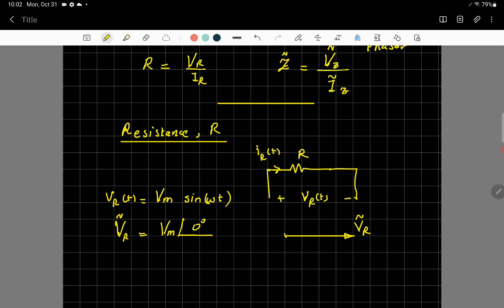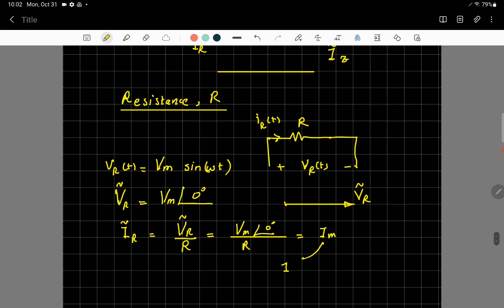How to find the current in the resistor? We are going to use Ohm's law, but applied to the impedance. So we say the current in the resistor is equal to the voltage across the resistor divided by the resistor. That will be equal to Vm on angle 0 divided by the resistance. You get Im. What's Im? Im is equal to Vm divided by R on angle 0.